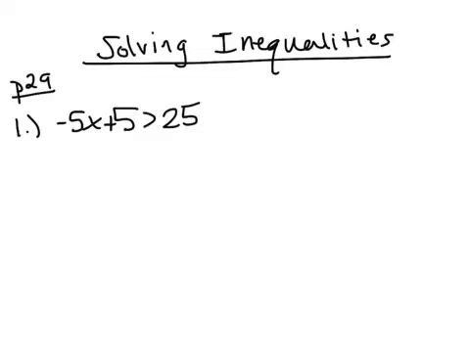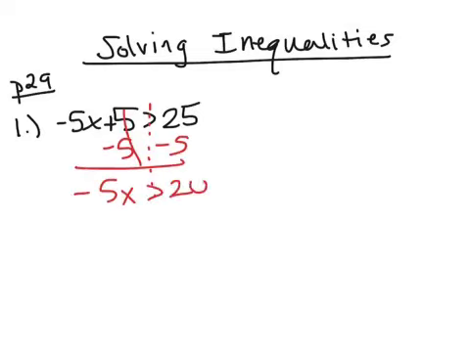Alright, so if you take a look at your packet and you go to page 29 and you take a look at number 1, you're asked to solve negative 5x plus 5 is greater than 25. Alright, so very first thing I have to do is get x by itself, so I'm going to subtract 5 on both sides. So I get negative 5x is greater than 20. I still need to get x by itself. Negative 5 and x are attached by multiplication, so that means I'm going to divide by negative 5.